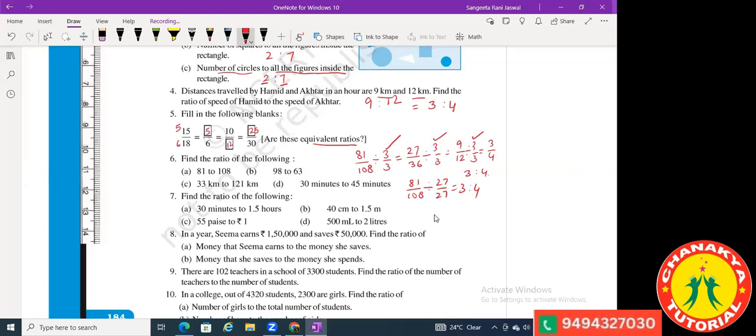Somebody was asking, is it necessary to bring it to the lowest form? So I said it's preferred. Otherwise, we can write without bringing it to the lowest form also, but it's preferred. If you are just writing in the ratio form, you can just write 81 to 108, but this is not preferred. The preferred form of writing the ratio is always in the lowest form.